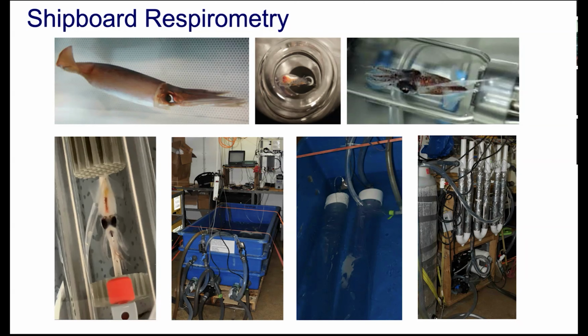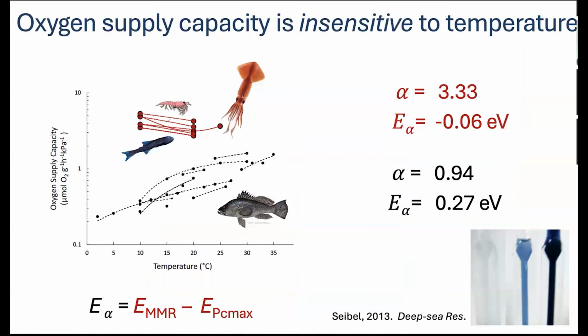And this is a kind of cobbled together temperature and oxygen control system. So preliminary data from this is showing that the oxygen supply capacity of all these vertical migrators is very high, but it's insensitive to temperature. Whereas the oxygen supply capacity increases across the temperature range for most coastal fishes, it's pretty constant for these migrators. So they have high oxygen supply capacity in the cold, low oxygen water, where they don't need much activity, and they have high oxygen supply capacity in warm, shallow oxygenated water where they're much more active.